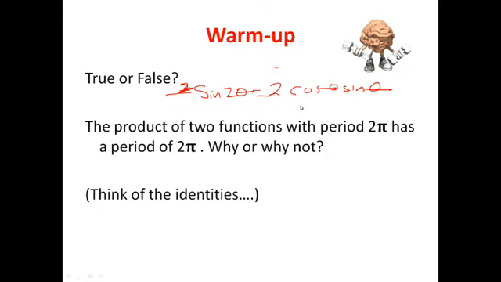So, I have the product here of two functions which both have a period of 2 pi. Well, what's the period of sine of 2 theta? Well, my b is 2, and I know that the period is 2 pi over b. So that's going to equal 2 pi over 2, which equals pi. So I have a product of two trig functions with a period of 2 pi, with a period that is not 2 pi. So I have one example proving it not true. It must not be true. Okay, that's it.